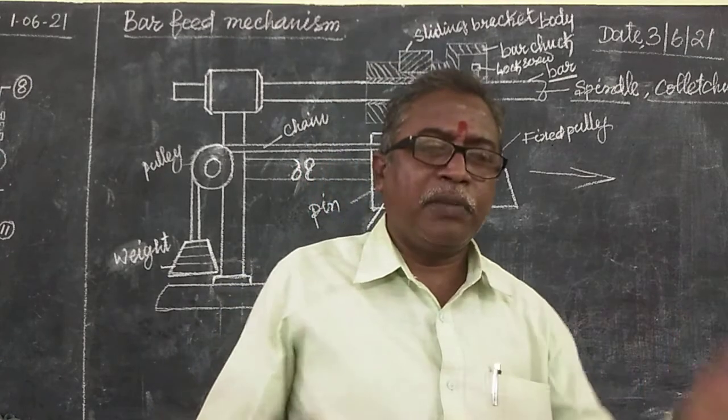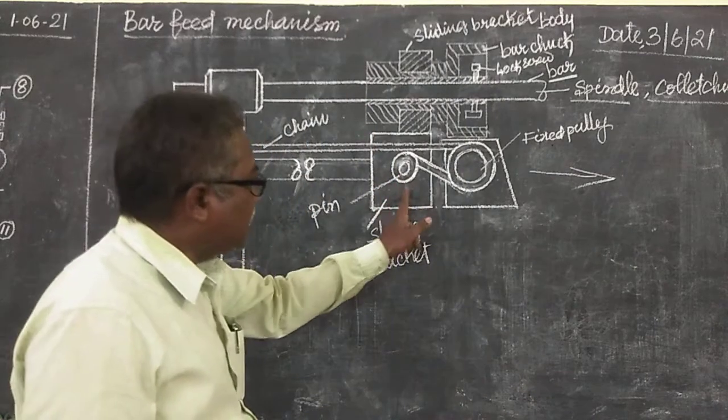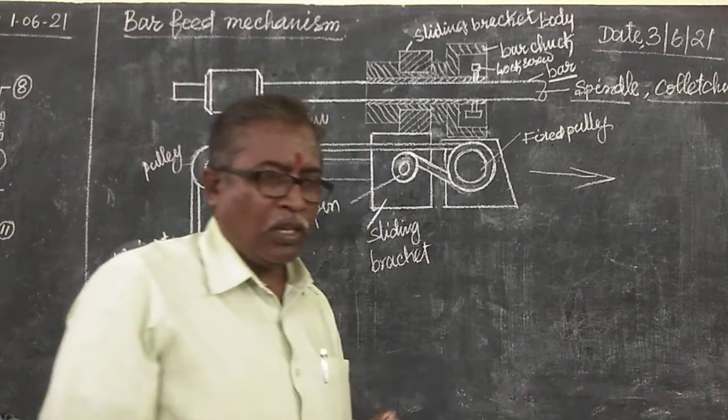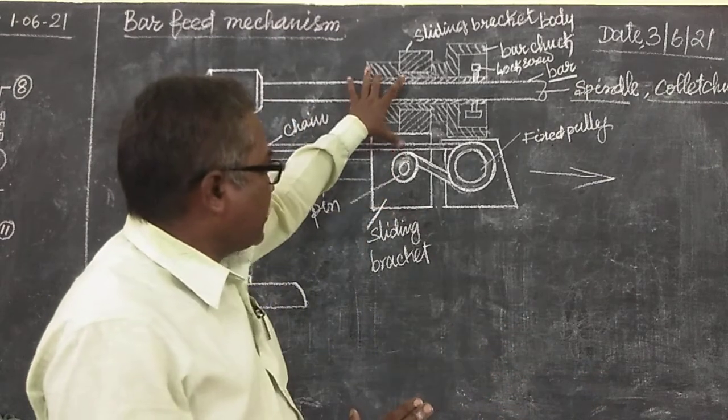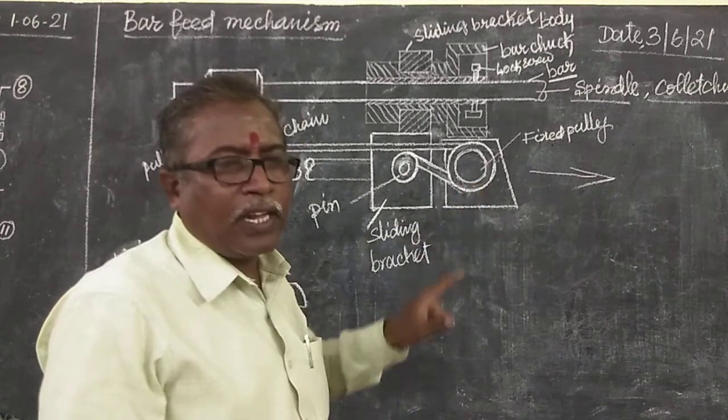What is the bar feed mechanism? You should never be confused. How is the rope there? This is the sliding unit, the slide. Slide means move. This is the moving unit. This is the fixed unit. On the fixed unit, the roller is given.